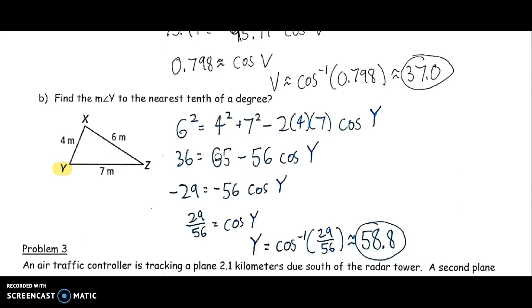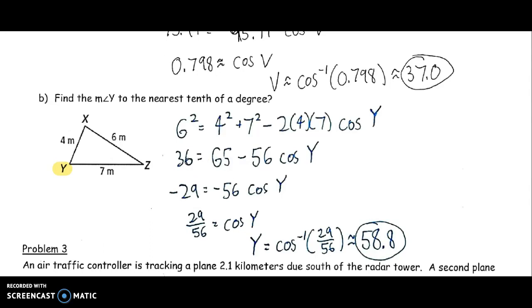What we have to do, just like the last one, is subtract our first term. So 36 minus 65, that's where we get a negative 29 from. And that's where we're left at the second half of this, negative 56 cosine of y. Since we've subtracted 65, now I'm going to have to take a couple more algebra steps to finish.